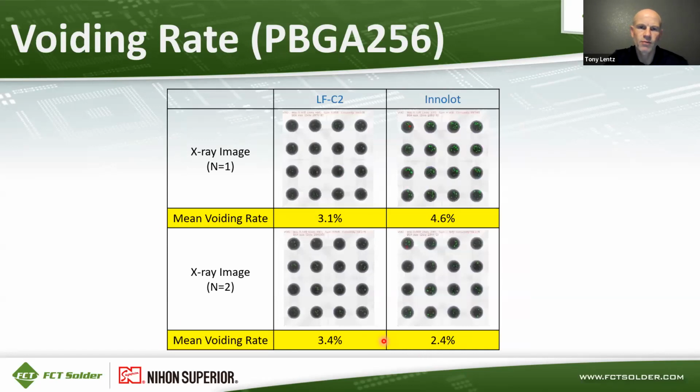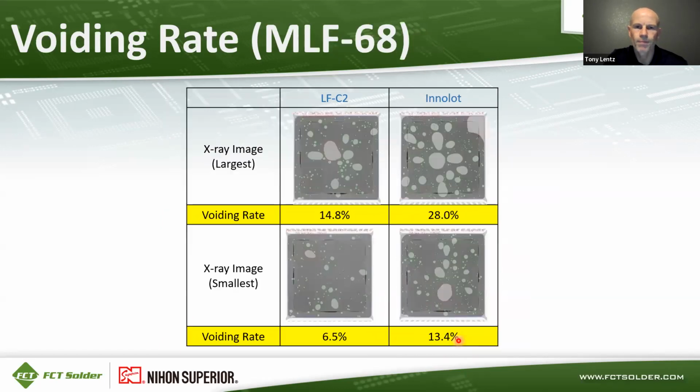Here's X-ray images for the BGA 256. Again, LFC2 is on the left, and then you've got Inalot on the right. The mean voiding level on the top image here is a little higher for Inalot, and on the bottom image, it's a little lower for Inalot. So pretty similar voiding levels overall for those 2 alloys in this component.